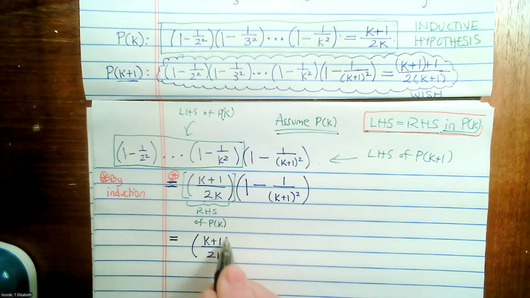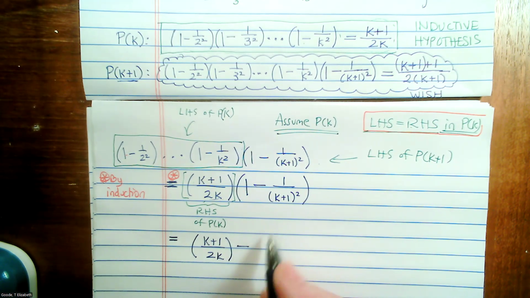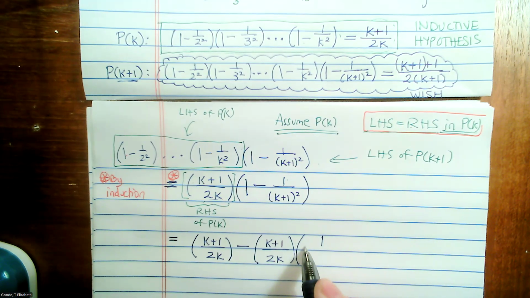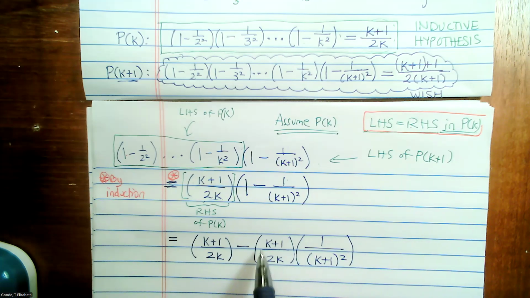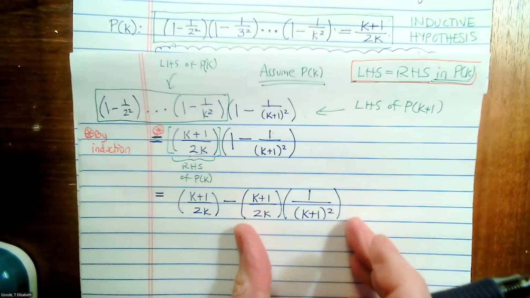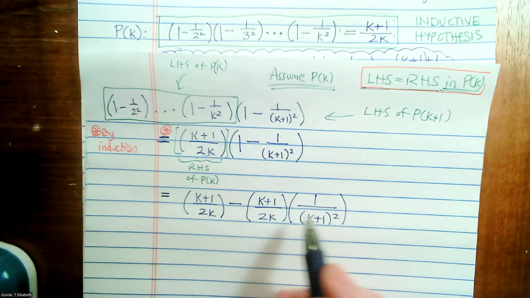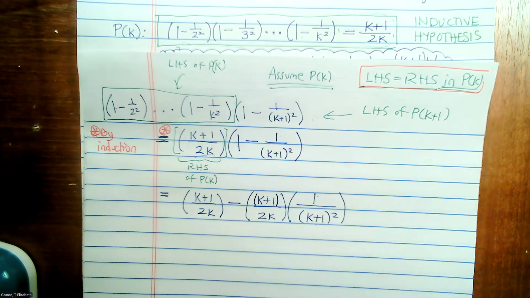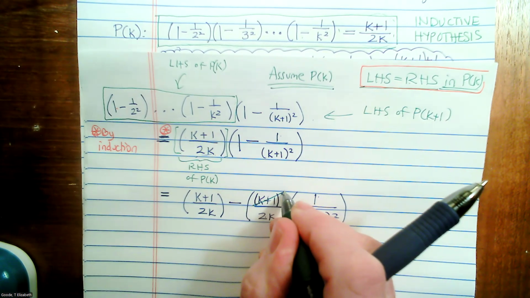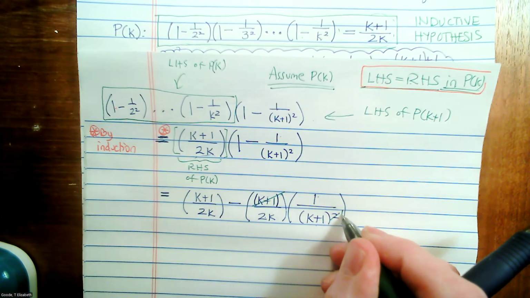Perfect. Minus, and I'm going to write it out, k plus 1 over 2k times 1 over k plus 1 squared. Do you agree? Yes. Now, they're not going to show this intermediate step, I don't think, because look at what this is. It's a fraction times a fraction, but there's a factor up here, k plus 1. You can cancel one of them, cancel the k plus 1. That's right. And now we just have one of them down here.